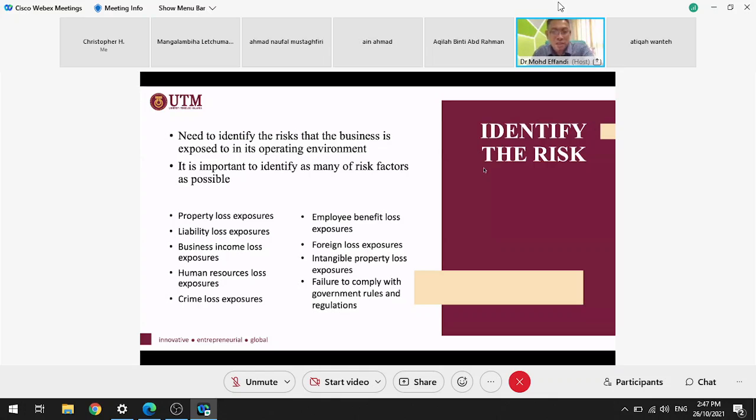So they have a lot of things. Okay, here: property loss, liability loss, business income loss, human resources, crime loss, failure to comply with government rules. So these are a few things that you can identify. Okay, but since we are talking about this car wash, we have another risk, which is human capital. You might have a shortage of workers. So how are you going to rectify this?